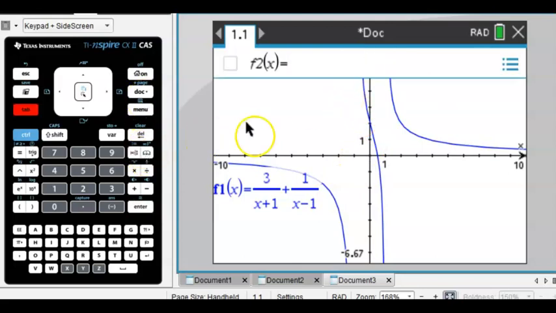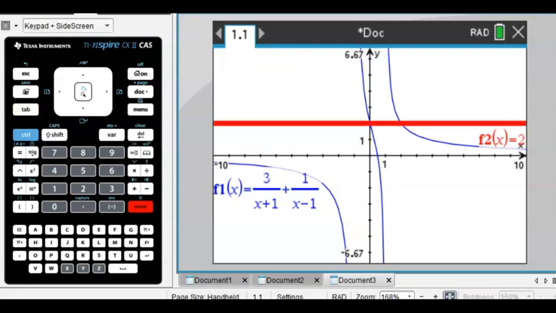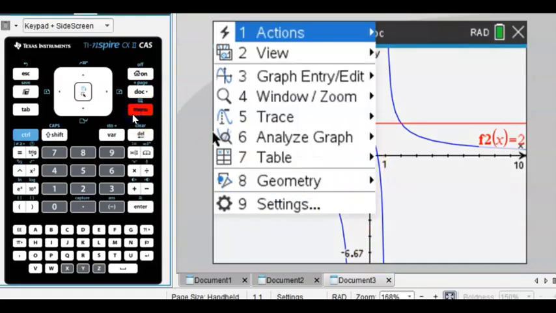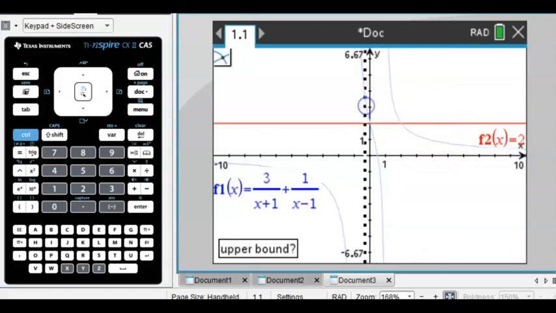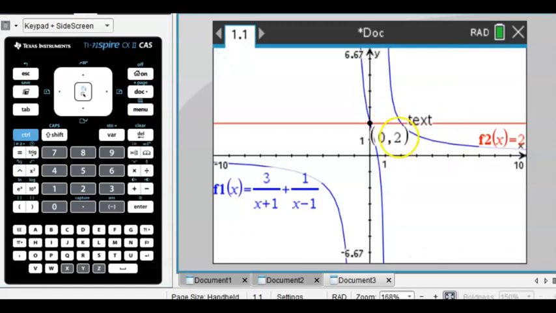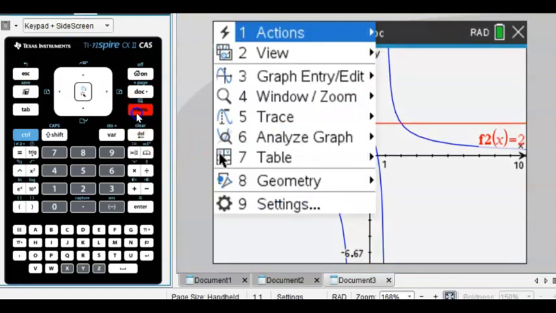For my second graph, I'm going to press tab and for f2(x), my second function, I'm going to put in 2, which is on the right side of my equation, and there you go. Here are my two graphs. What you want to do in order to find the value of x is use the intersection function. And I can visually see that I've got two intersections. Here's my first one, where the x value is 0. And remember, the x value is the one we want to solve for, not the y value.